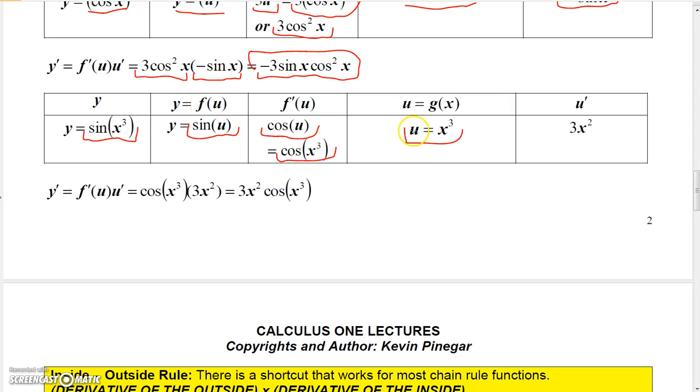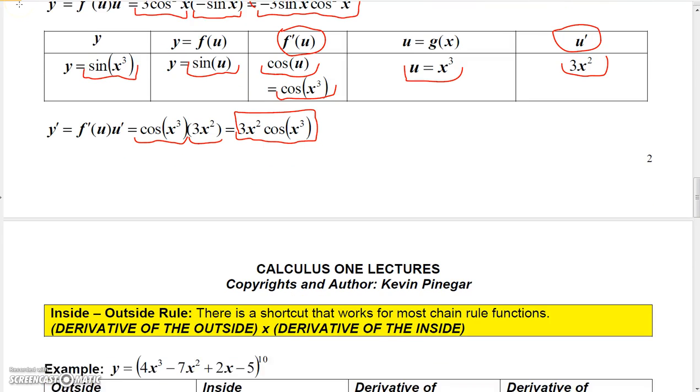Now, what's the derivative of u with respect to x? Well, since u is x cubed, the derivative of u with respect to x is 3x squared. So now put it all together, multiply f prime of u times u prime, and you get cosine x cubed times 3x squared, which we generally write with the 3x squared first. So that's 3x squared times the cosine of x cubed, and that's the derivative.